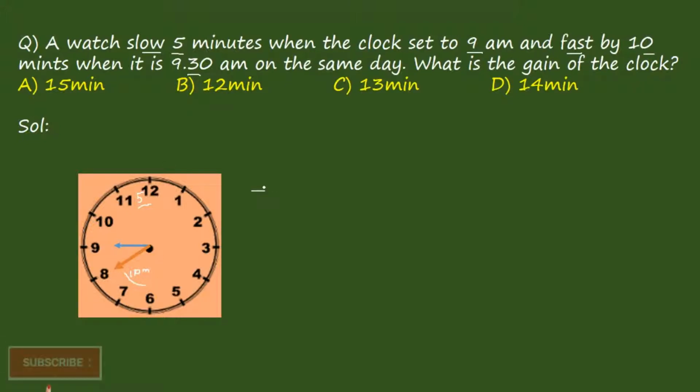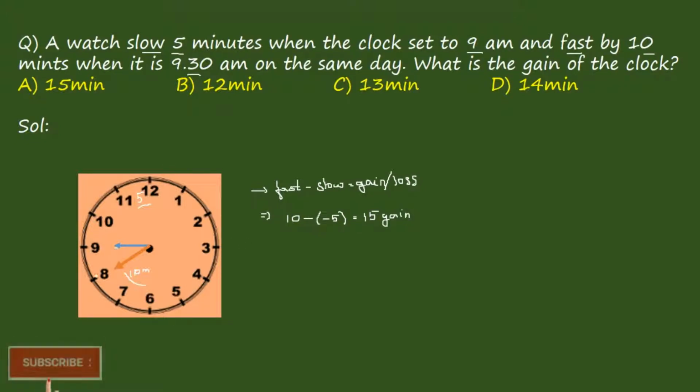Now for this, what we do is subtract the fast minus slow time, right? Fast minus slow time, we get a gain or loss. Whether the time is gain or loss, right? How many minutes is it fast? 10 minutes it is fast, minus slow, it is going back, so it becomes minus 5, which is equal to 15 minutes gain. So the watch gains 15 minutes.